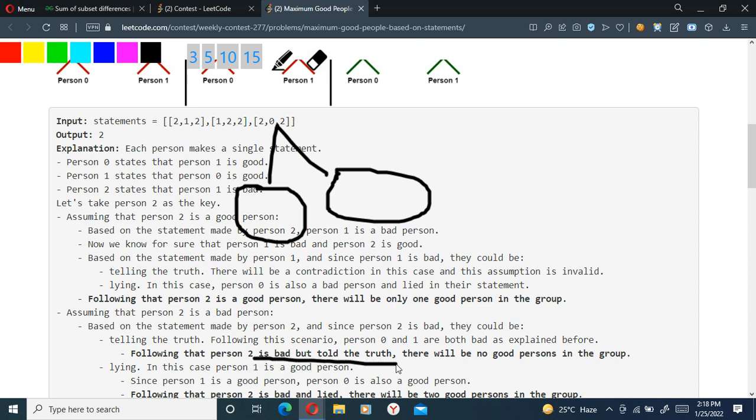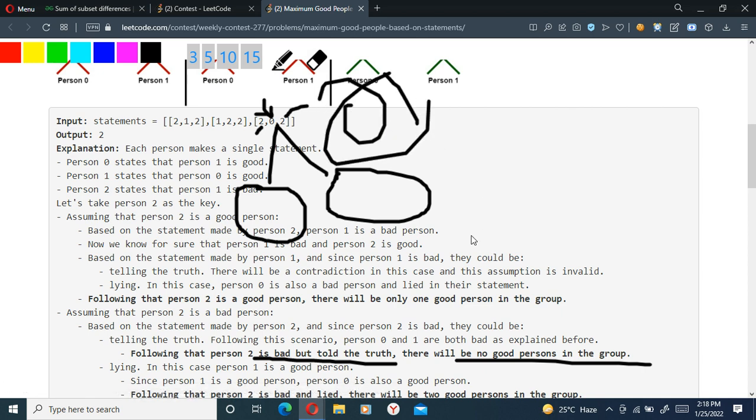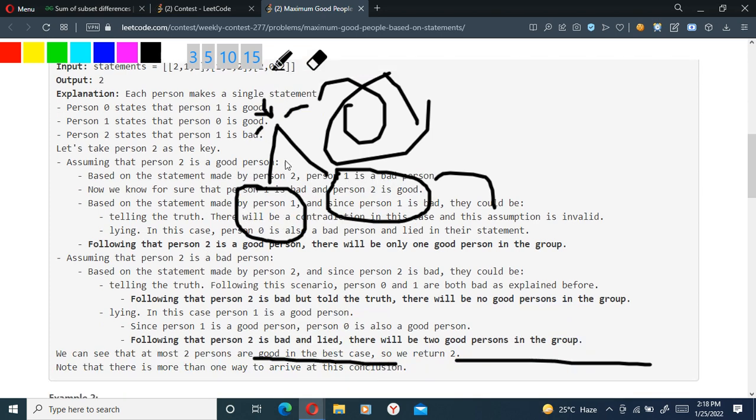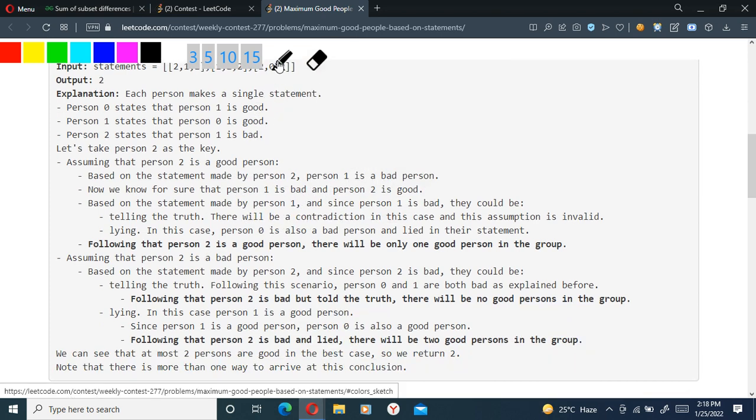Person 2 is bad but told the truth. There will be no good persons in the group since he's telling that 2 is invalid, 2 is also invalid, but this guy right here, person 1, is 0 since he is bad. So their answer will come out to be 0 if this assumption is true that person 2 is a bad person but still he's saying the truth. Okay.